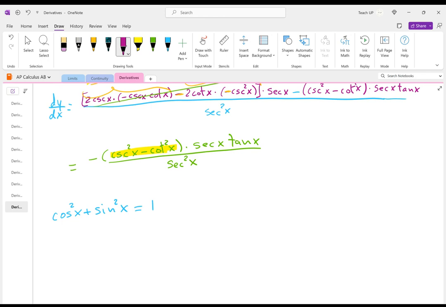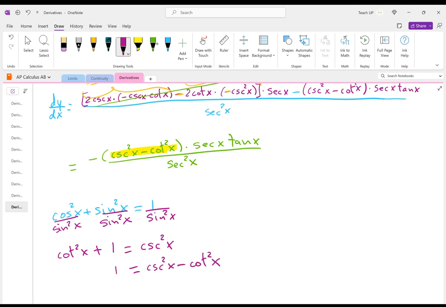Now we're going to go ahead and divide every term in this equation by the sine squared of x, and that's going to give us the cotangent squared of x plus 1 is equal to the cosecant squared of x, which means that 1 is equal to the cosecant squared of x minus the cotangent squared of x. This is for those of us who don't have that memorized. You can just derive it very quickly. So that means this term here is 1.